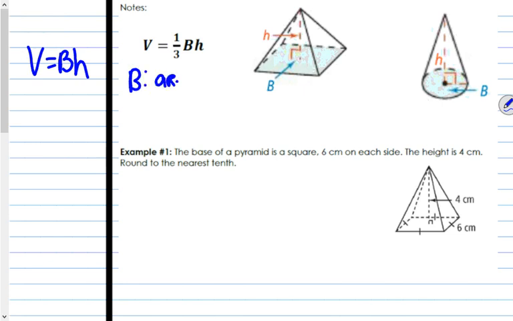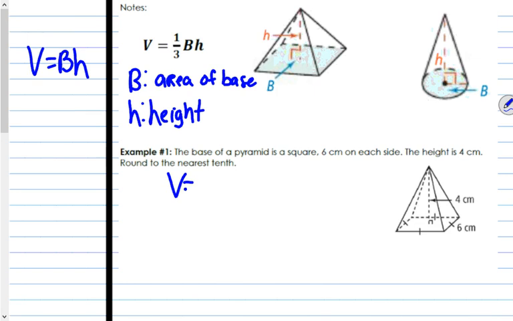Remember, big B is the area of the base, whether that base is circular, square, triangular, and so on, and H is the height of the solid. So let's do example number 1. The base of a pyramid is square, 6 centimeters on each side. The height is 4 centimeters. Round to the nearest tenth. We're going to find the volume to the nearest tenth.